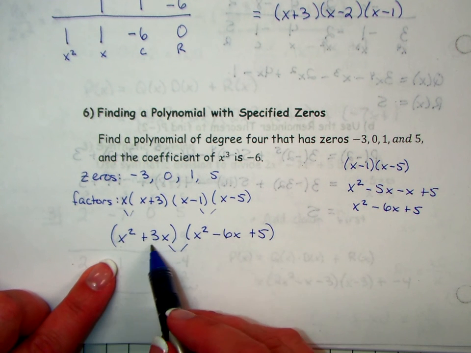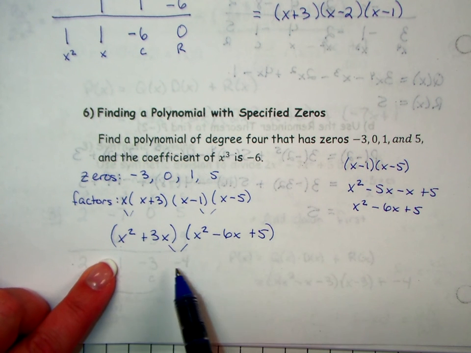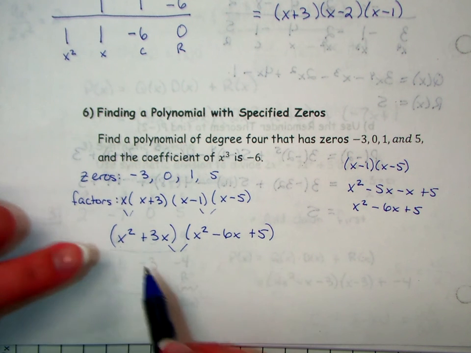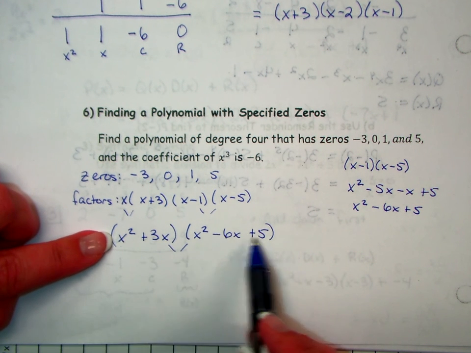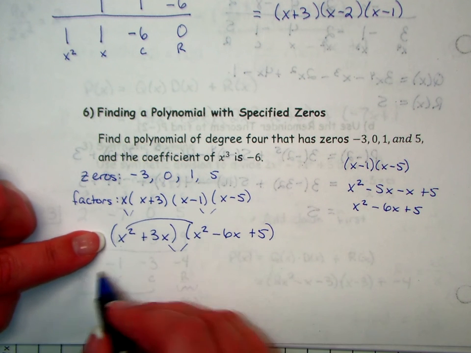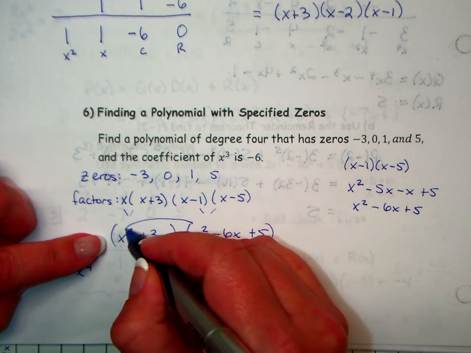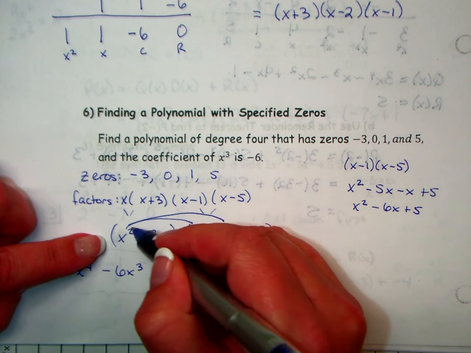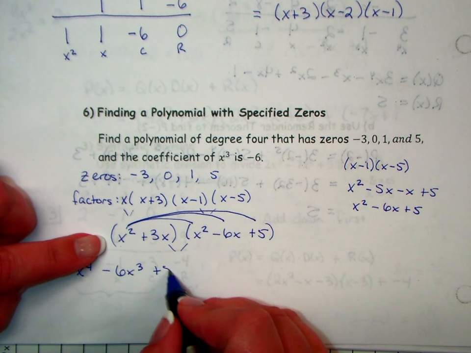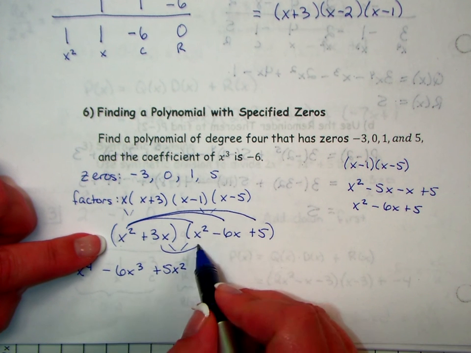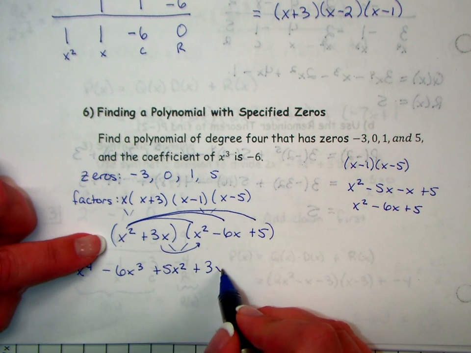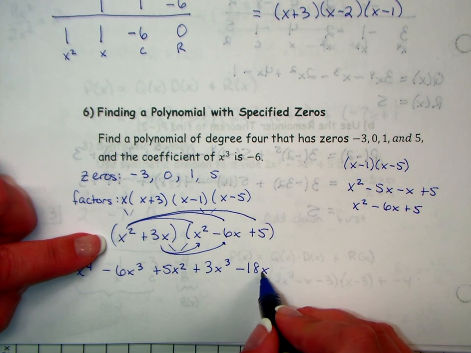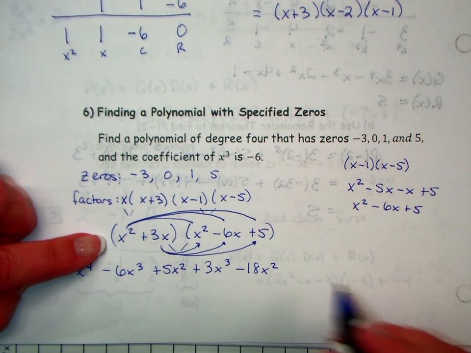So we're going to multiply a 2-term polynomial times a 3-term polynomial. And so when I do that, 2 times 3 is 6. I need to make sure I get 6 terms down here. So I'm going to distribute the x squared to all 3 of these, right? So x squared times x squared, x squared times -6x, x squared times 5, 3x times x squared, 3x times -6x, and 3x times 5.